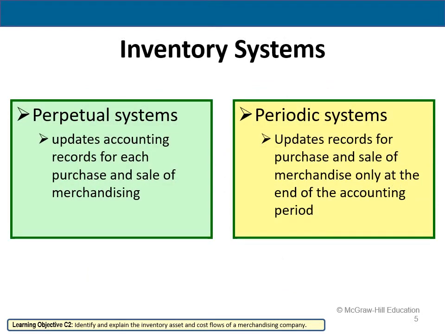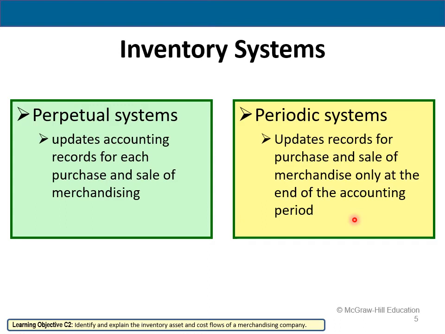Okay, so let's talk about inventory systems. There are two types. We're going to focus our efforts on the perpetual inventory system. To that end, let me talk about a periodic inventory system and what that is. The idea with a periodic inventory system is you update inventory records, i.e. you split between ending inventory and cost of goods sold at the end of the accounting period.